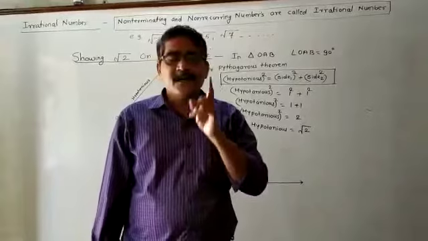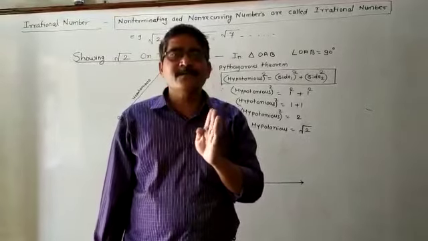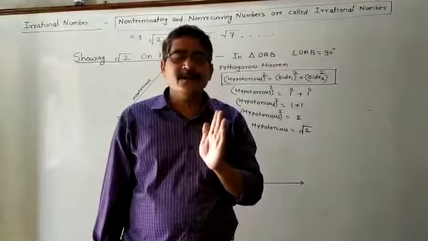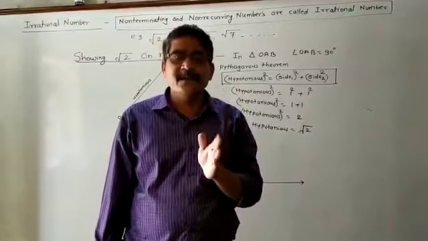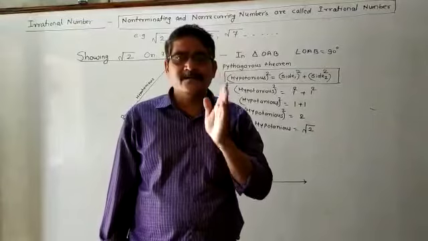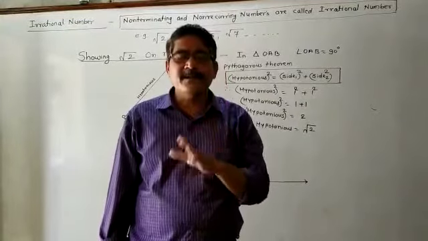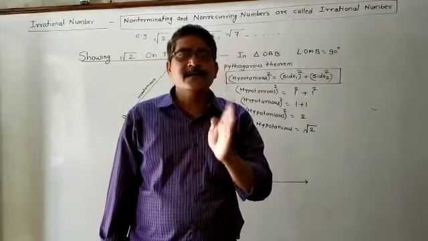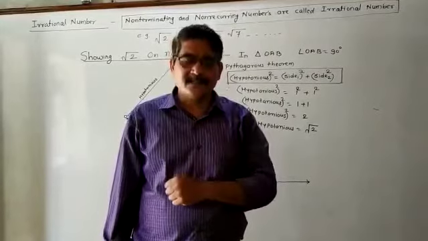In the chart, I already explained that the square root of 2, whatever value comes, is a non-terminating and non-recurring value. Means it will not stop and will not repeat. That value is called irrational. That number is called an irrational number.